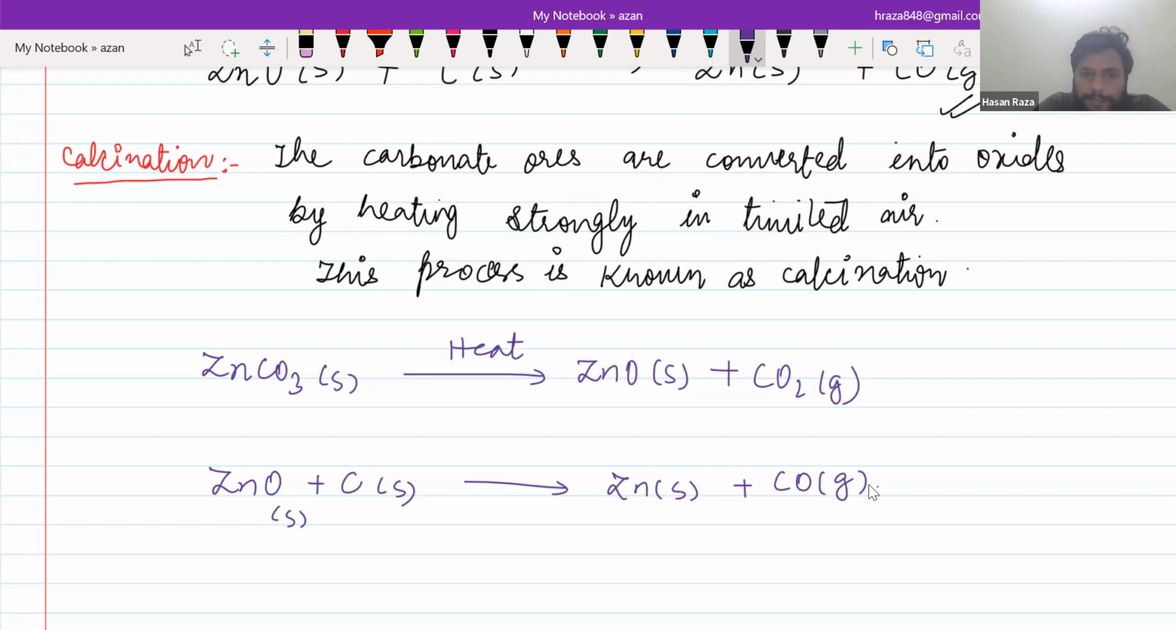Please do write. Also, we don't always use carbon coke. This is also known as carbon coke. Sometimes we use coke. We can use other metals which will show displacement reactions. We will talk about this. First write it and let me know when you are done.